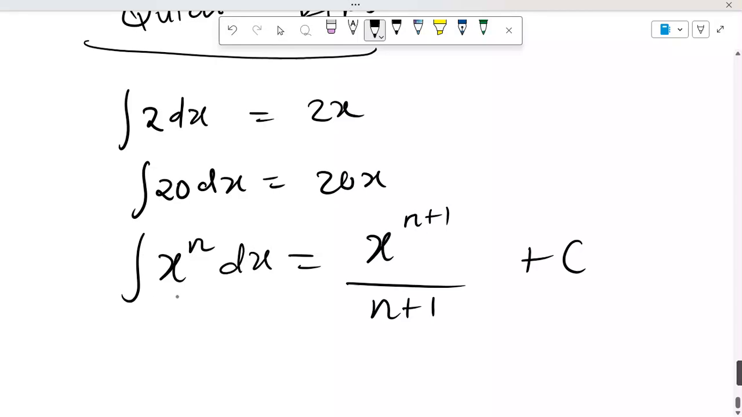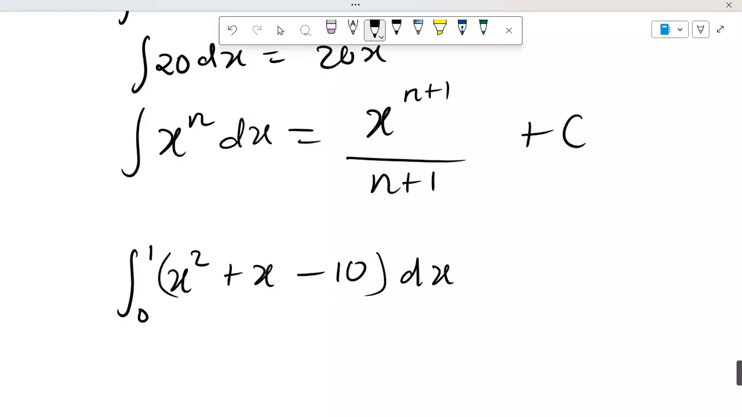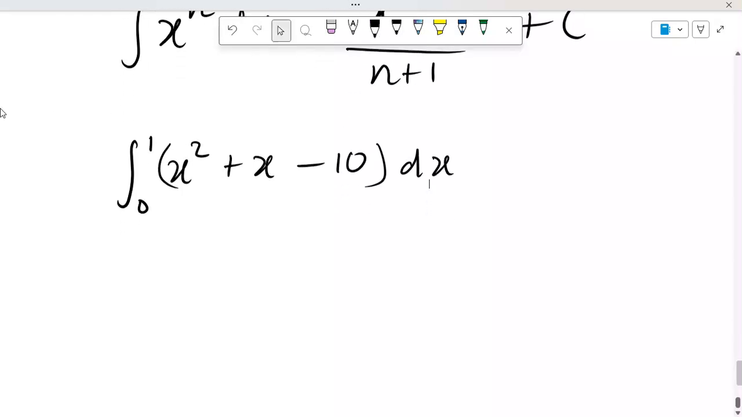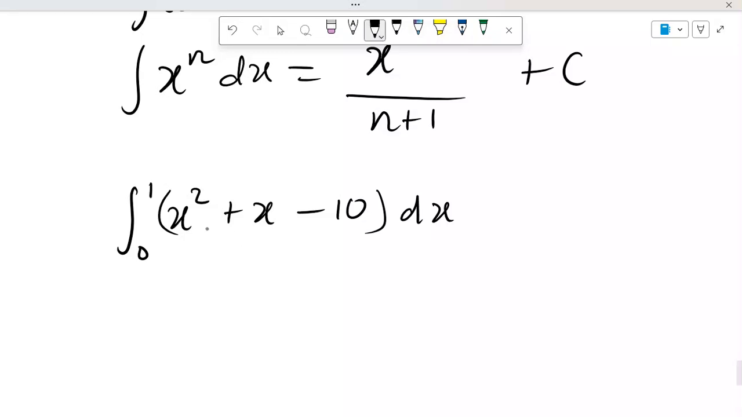So if you don't have limits, this is an indefinite integral. Then if, for example, I want to do one with limits, let's say integrate from 0 to 1 of x to the power 2 plus x minus 10, everything is dx. So let's try to solve this one. This is the same as integrating each term.